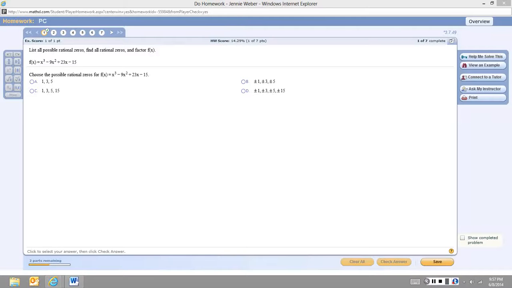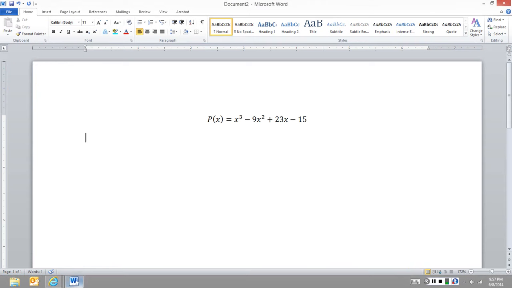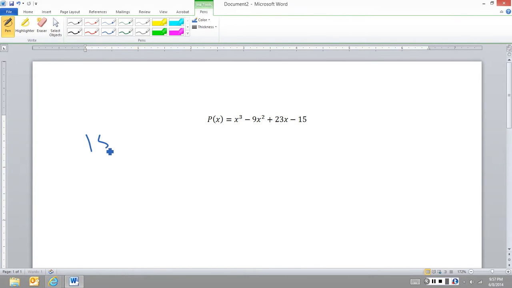We are asked to find all the possible rational zeros and factor f of x. So the first thing we're going to do is use the rational zeros theorem, and that says that you take your equation and you take the factors of the last number, the number without a variable. In this case, that's 15. Then you take all the factors of the leading coefficient, whatever your highest exponent is, in this case 1.